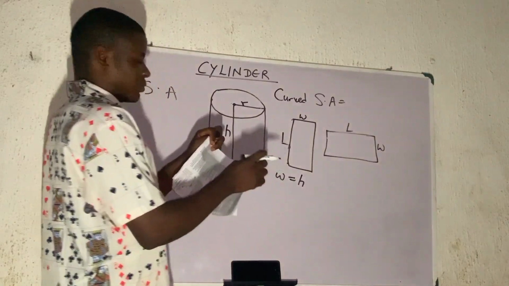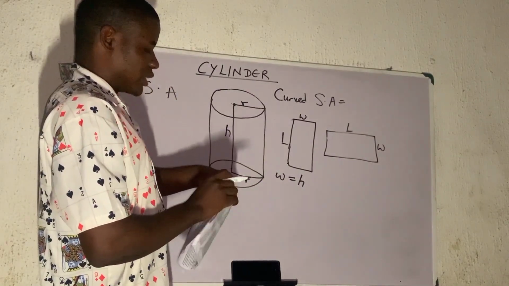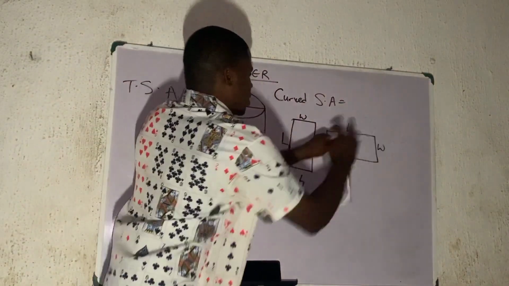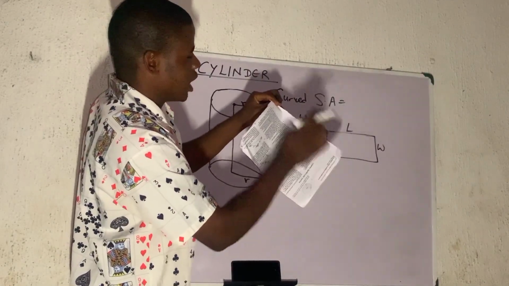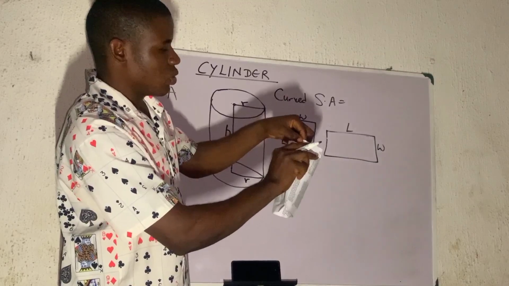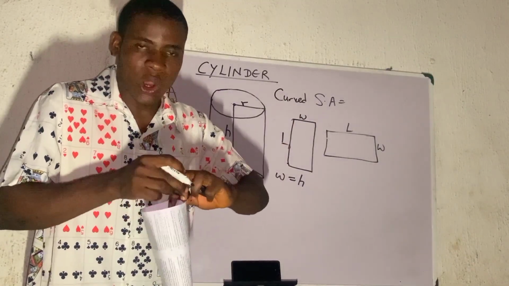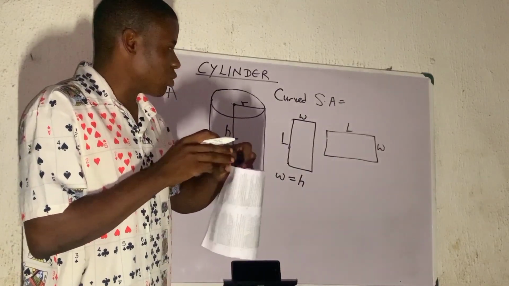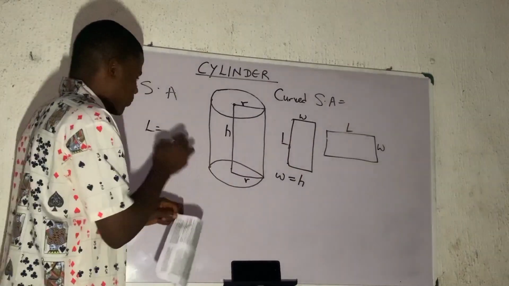Now, if you watch the length of the rectangle, which is from here to here, if you close this thing, now watch out. Where is the length of the rectangle, from here to here? If I close this thing, what does it form? It forms the circumference of the circular top. Since it's a circle, it means that the length is equal to the circumference.